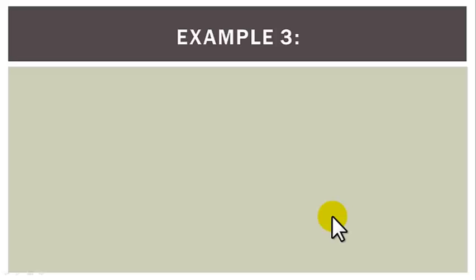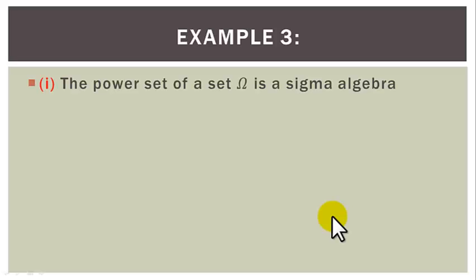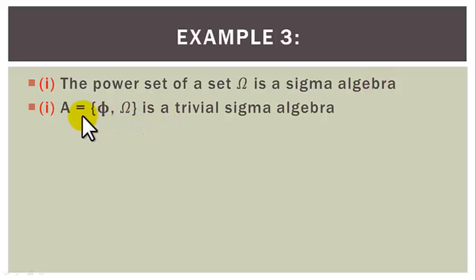Example 3. The power set of a set omega is a sigma algebra. 2. A equal to the set consisting of the empty set and omega is a trivial sigma algebra. Please, you can verify this.